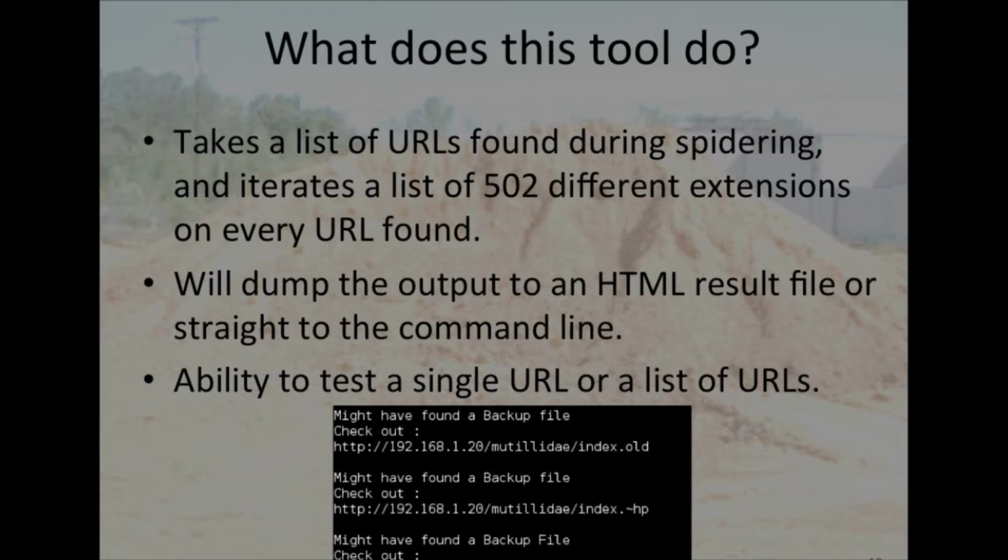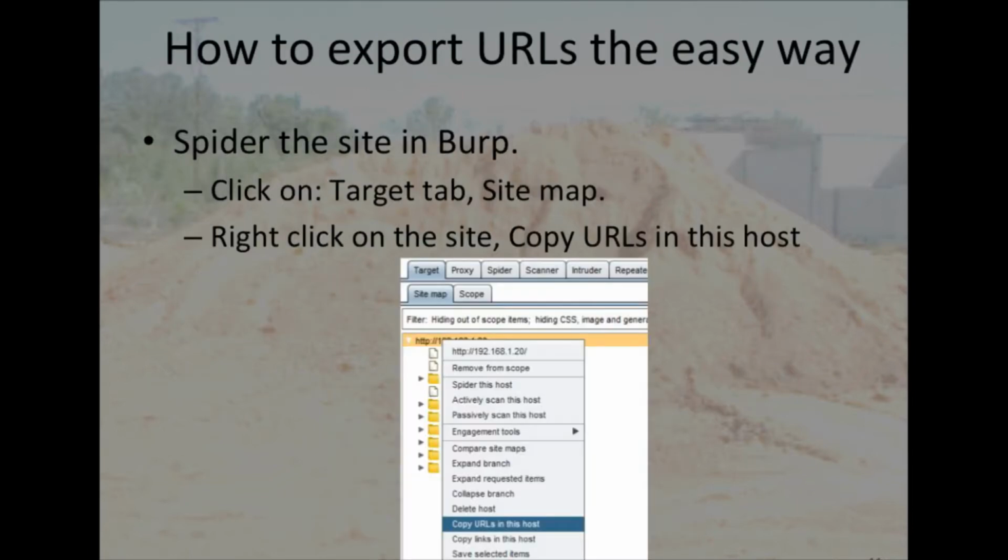The common way that I export URLs, just to make sure everyone's on the same page, is if you're using Burp, and you can use the free or the pro version, you click on the Target tab at the top, then click on Site map, right click on your site, then copy URLs in this host, and paste this into a general text file. So nothing crazy. You don't have to spend minutes writing any specific script or anything like that to pull these URLs out. Just a couple steps.